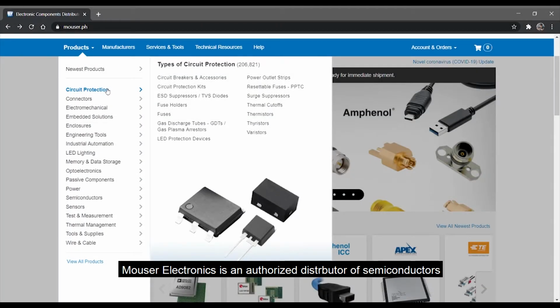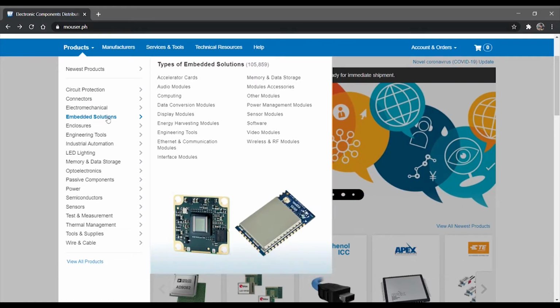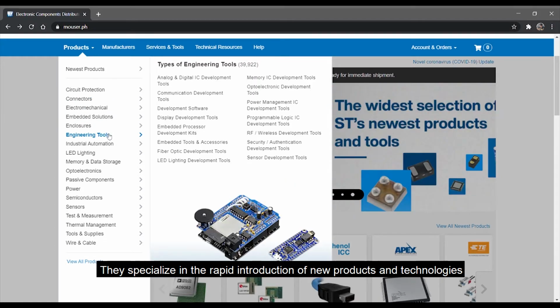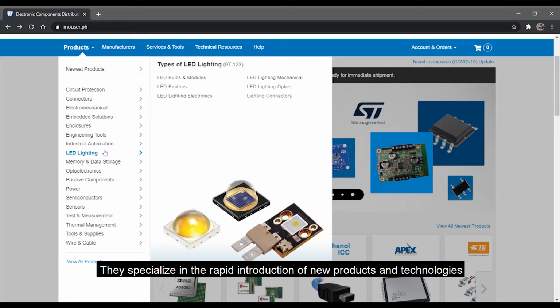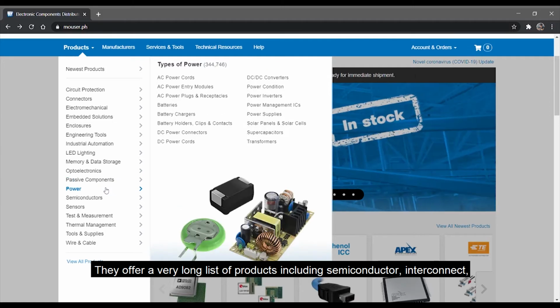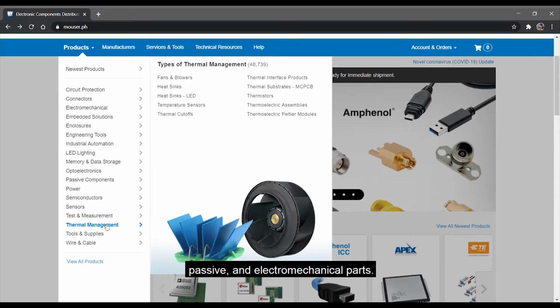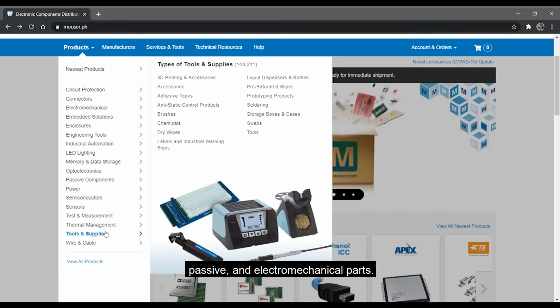Mouser Electronics is an authorized distributor of semiconductors and electronic components for over 1,100 manufacturer brands worldwide. They specialize in the rapid introduction of new products and technologies for design engineers and consumers. They offer a very long list of products including semiconductor, interconnect, passive, and electromechanical parts.